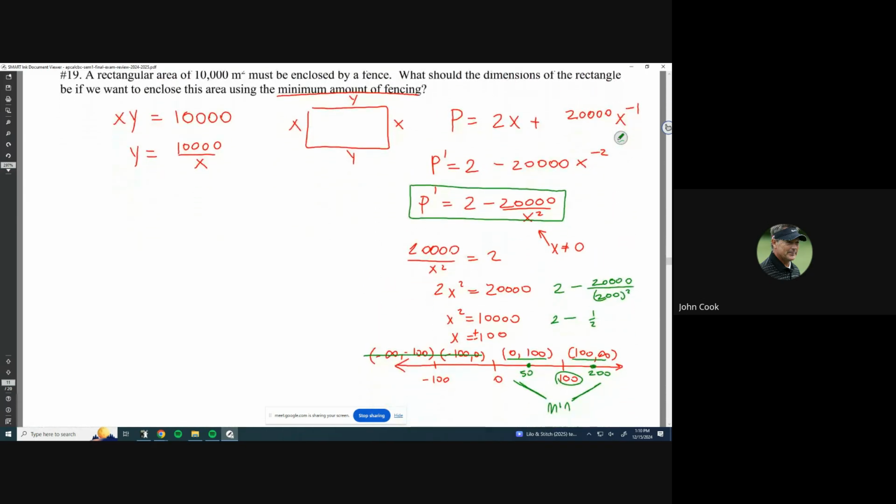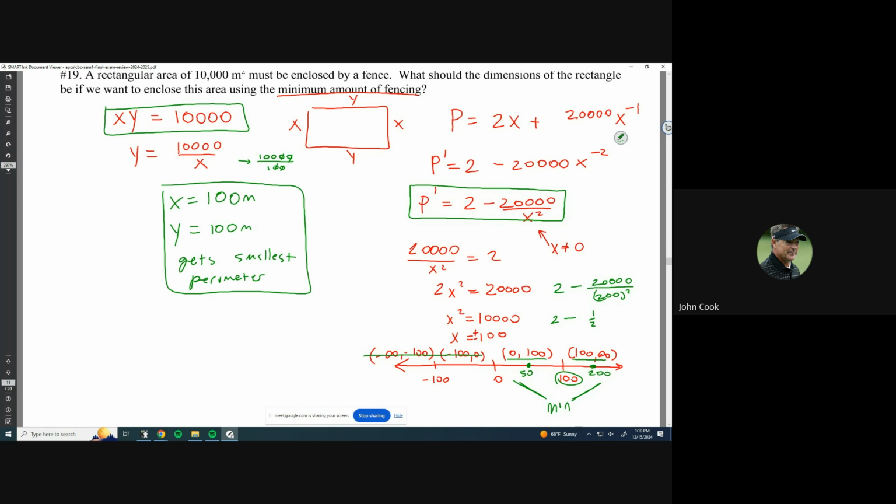So what should the dimensions be for this? Well, the x value should be 100 meters. And then for y, let's go back over to this equation because this will help me to solve for it because it relates x and y. If my x value is 100, that means that I would get 10,000 over 100. So it just knocks off 2 of the zeros there. So 100 would be my other number. So that means that these are the dimensions that will get the smallest perimeter. And there's my answer for number 19.